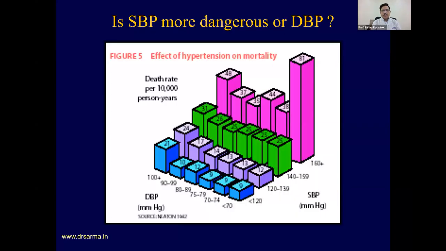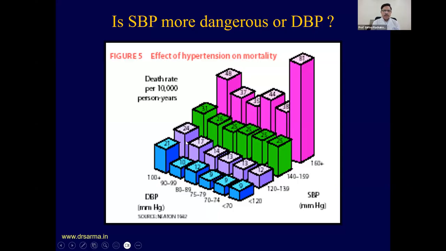Now, is systolic blood pressure more dangerous or diastolic blood pressure? Many of you think that diastolic blood pressure is dangerous. It is not like that. If you see the pink bars, with 160 plus systolic, they have the highest risk. Even if the diastolic is less than 70, if the systolic is more than 160, that means the pulse pressure is very wide, and they are at a higher risk. Compared to another person whose diastolic blood pressure is more than 100, the risk is only 21, whereas here the risk is 81.